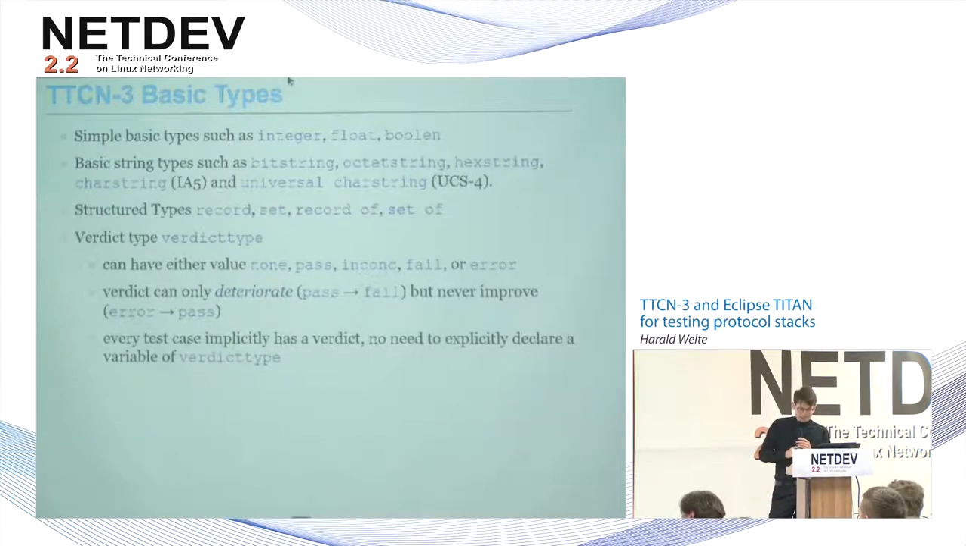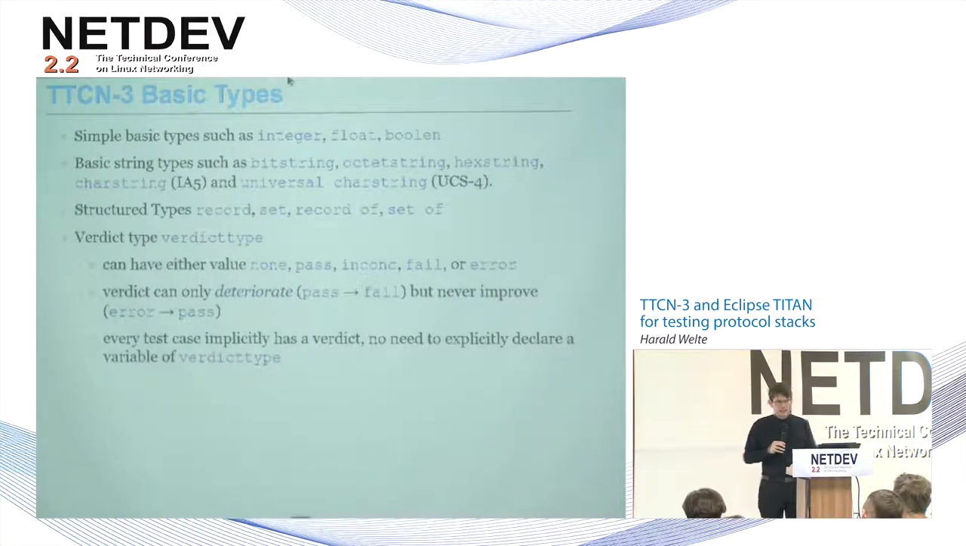And you also have a native verdict type, which is quite fun. Because, well, what's a verdict? A verdict is the result of your test. It can be pass, it can be fail, it can be inconclusive, or it can be error because some runtime error happened. But this type has a special property that it can only deteriorate. So if you ever set it to error or fail, and you have later statements in your code that would set it to pass, it just wouldn't happen.